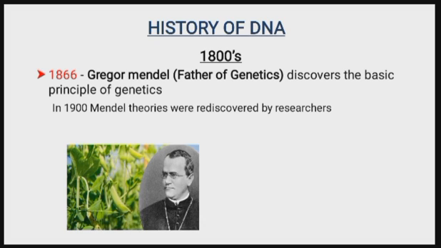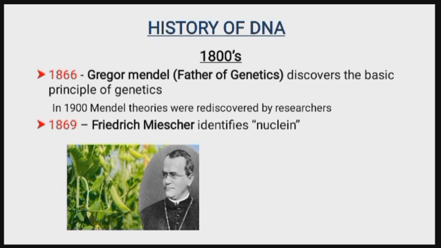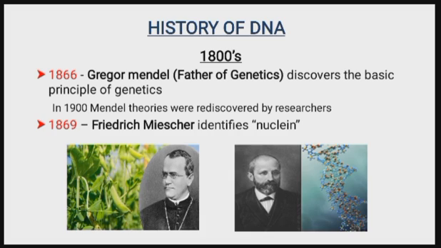And in 1900, Mendel's theory was rediscovered by Hugo de Vries, Carl Correns, and Erich von Tschermak. Now back in 1869, Friedrich Miescher first discovered nucleic acids from the nuclei of pus cells, that are leukocytes, which were from discarded surgical bandages, and called it nuclein.